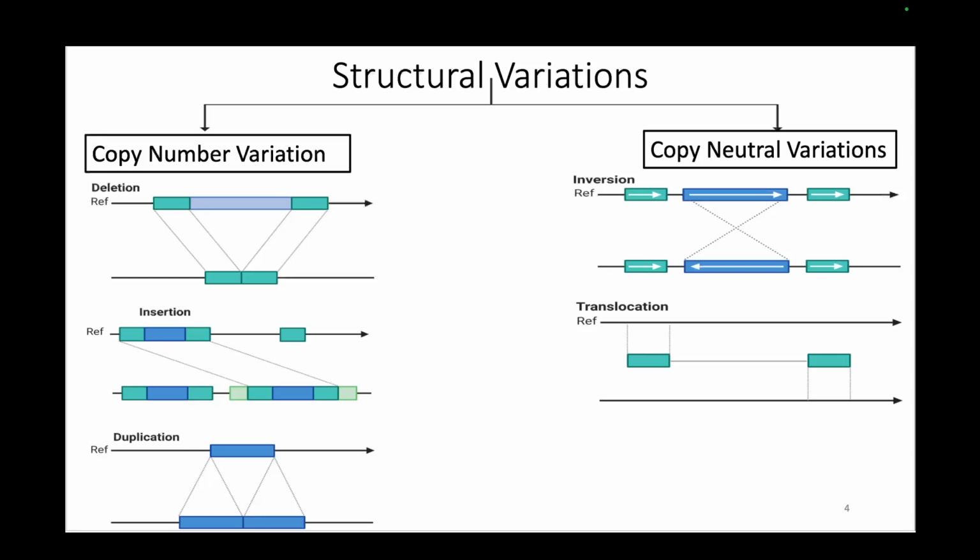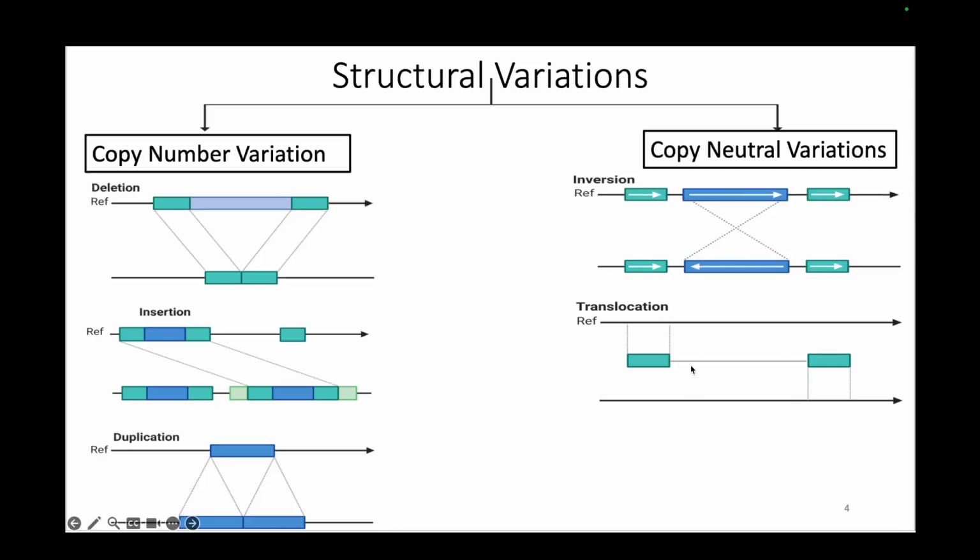One is the copy number variant and another is the copy neutral variant. The name suggests what it actually means. When there is a copy neutral variant, there is no increase or decrease of DNA in that particular region of the genome. Inversion is a very good example of a copy neutral variant. It's basically a part of the genome that has been inverted. If it was ACG, it's now GCA. I'm talking about three bases, but this will be more than 50 base pairs long, right? So this is one very good example.